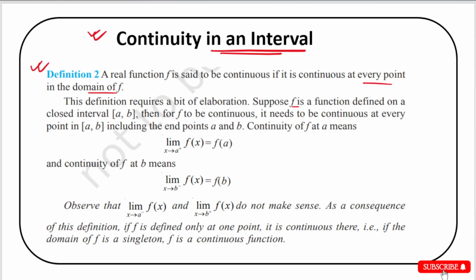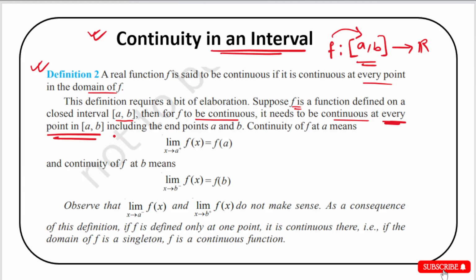Suppose you are considering a function f which is defined on the closed interval a to b. So the function is like this. f is a function which has a domain from a to b, and suppose the range is R. Doesn't matter. You are only concerned with the domain, and you need to check whether f is continuous in this entire domain or not. For f to be continuous, it needs to be continuous at every point in the domain a to b, including the endpoints a and b.